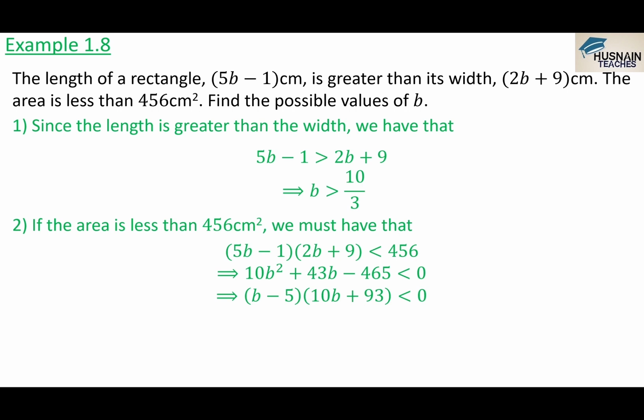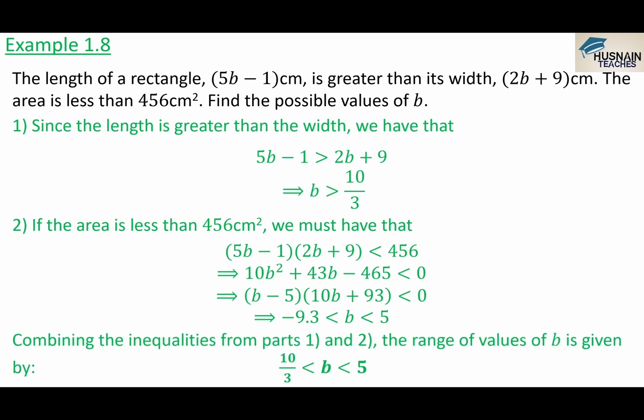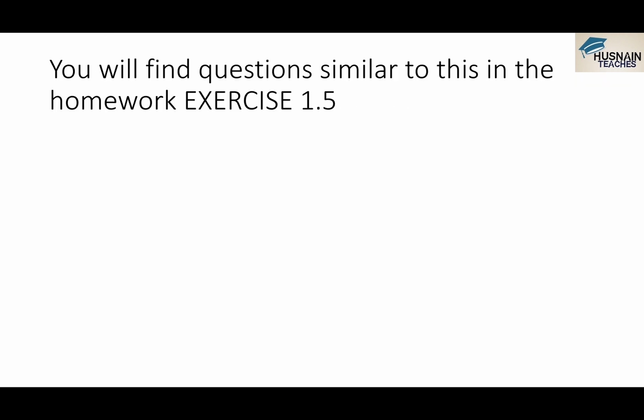So at this point, making use of a sketch, we can see that the solutions would have to be between minus 9.3 and 5. So combining the inequalities now from parts 1 and 2, so combining the b is greater than 10/3 and this inequality that we just got right now, we can see that the range of values of b must be between 10/3 and 5 exclusive, because we're looking for where both of these two inequalities are true, and that is only in this small range of values here. And that's the end of the lesson.